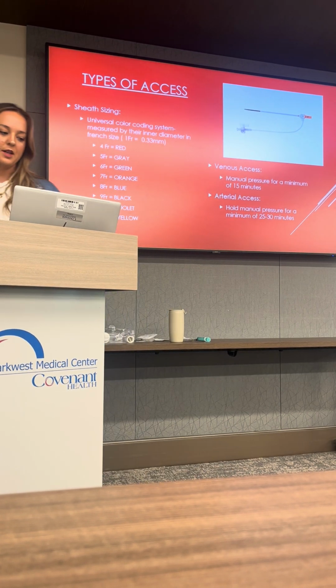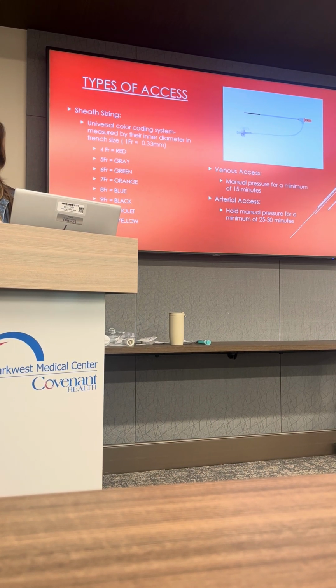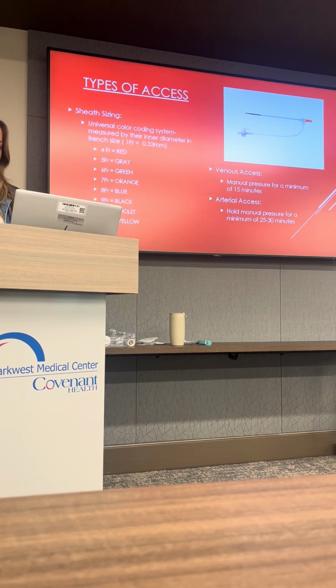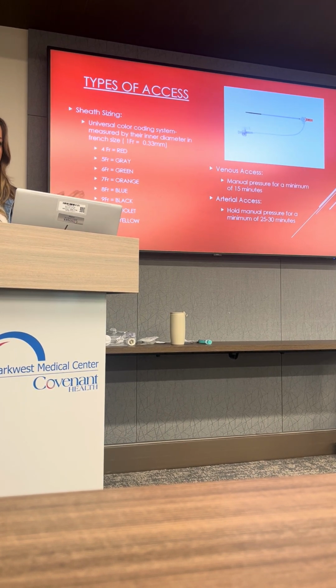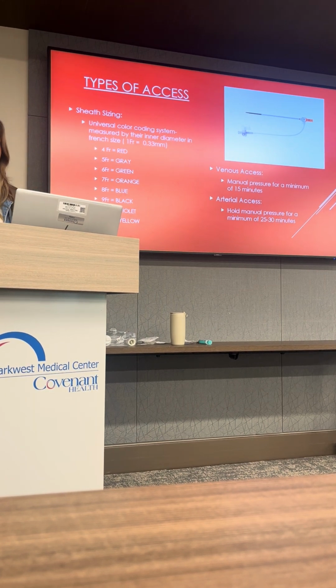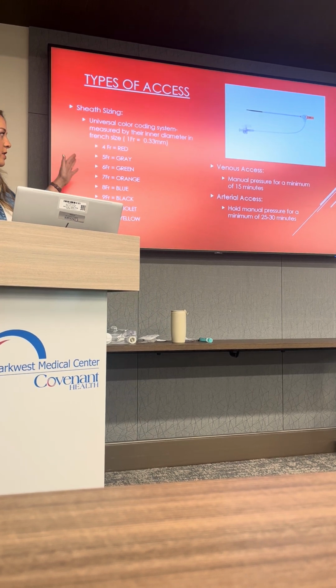On this slide, it talks a little bit about some different sizing that is present. It's a universal color coding system, so you can see 4 French all the way to 11. It should be consistent throughout, so you're able to not have to ask those questions. But again, it's often good for us to make sure that we're all communicating that, because there are people who aren't aware of some of these different things.